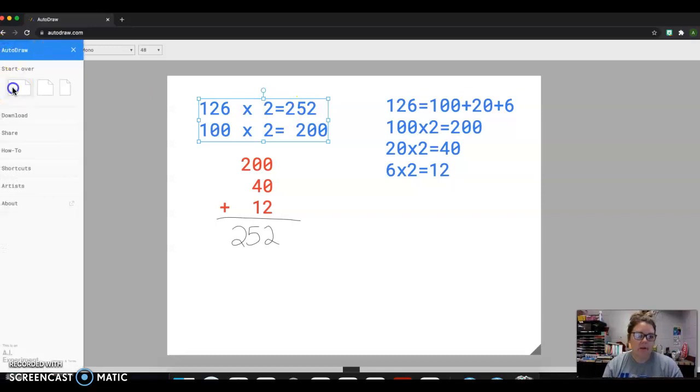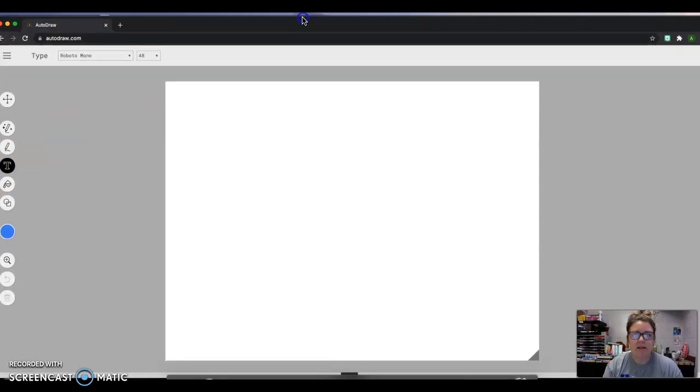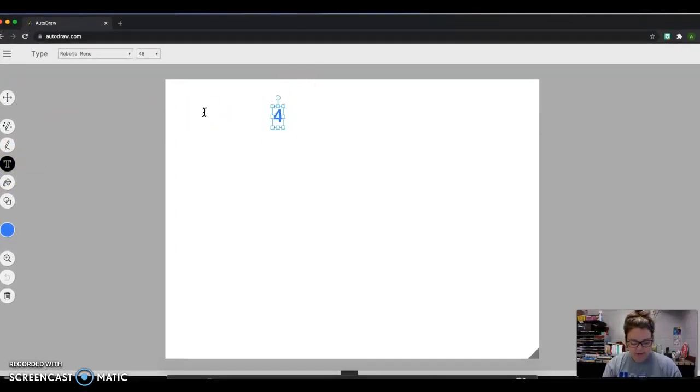Let's do another one. Let's do 4 times 875. So let's solve this one. So first things first, we could estimate by rounding. We would say 4 times, and we know 875 rounded to the nearest hundred is 900.